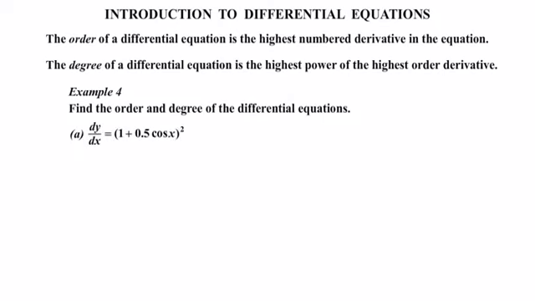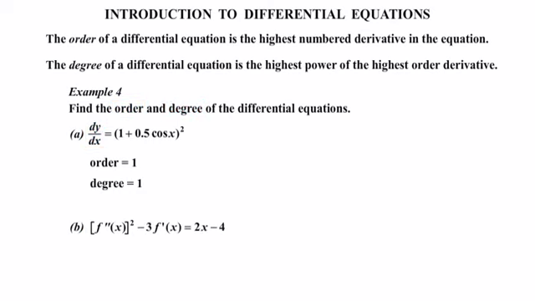Now our first one, we've got dy/dx is equal to (1 plus 0.5 cos x) all squared. So finding the order first of all, we just need to look at any derivatives in the equation, and there's only one there, dy/dx. Now that's a first derivative. So first derivative means that the order is equal to 1. Now to find the degree, we look at that and see if there's any powers. We see there's no power attached to that, so it's the same as having a power of 1, which means that the degree is also equal to 1.